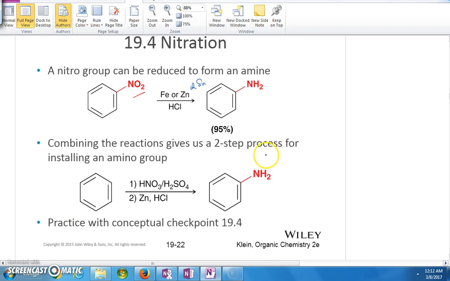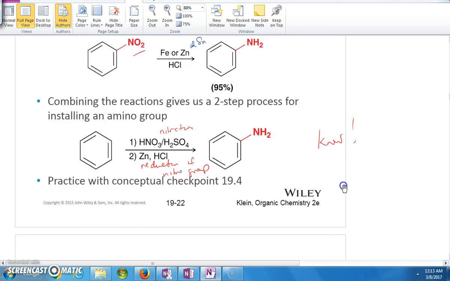Combining the reactions gives us a two-step process for installing an amino group. First of all, you do a nitration, and then you do a reduction of the nitro group. This is something you need to know. It's very important.